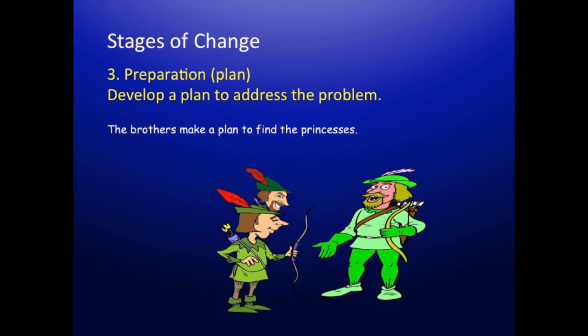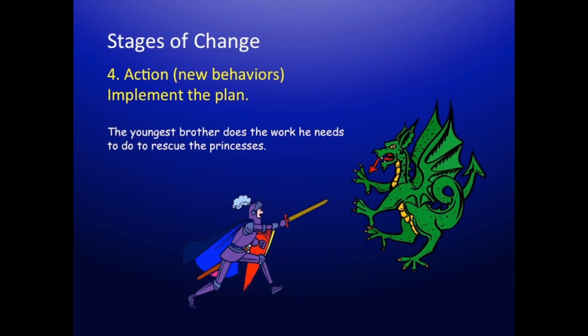And then the fourth stage is called the action stage. This is where we implement new behaviors for addressing the problem. And so in this case, the youngest brother goes down to the bottom of the well and he slays dragons. And he's doing the work required to address the problem. Now, notable and the neat thing about this story is the fact he gets stuck down there. He didn't choose to stay down there, but he gets stuck and he ends up having to stay a lot longer than he thought that he would have to.